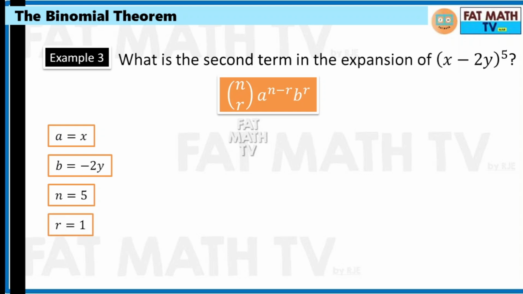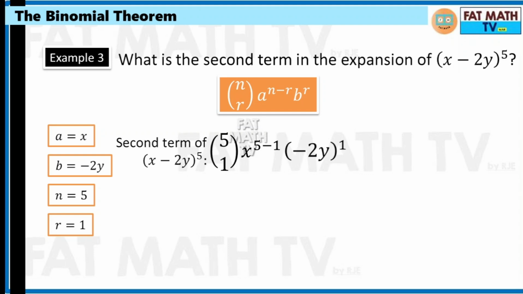Okay, plug those values or those expressions in the formula. So n choose r, that will be 5 choose 1. A raised to n minus r, that will be x raised to 5 minus 1. B raised to r, that's going to be negative 2y raised to 1. 5 choose 1 is 5 factorial over 5 minus 1 factorial, 1 factorial. 5 minus 1 is 4, so you will have 4 factorial here. 4 times 3 times 2 times 1, and 1 factorial is just 1.